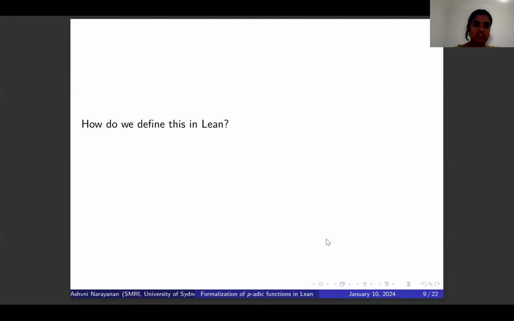Okay, so this is the definition. We have the Dirichlet character, the Teichmuller character, the weight space, which is nothing but continuous monoid homomorphisms, the p-adic integral, and the Bernoulli measure. And I'll say a little bit about all of these.